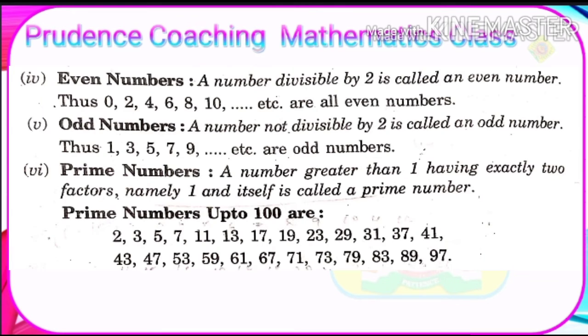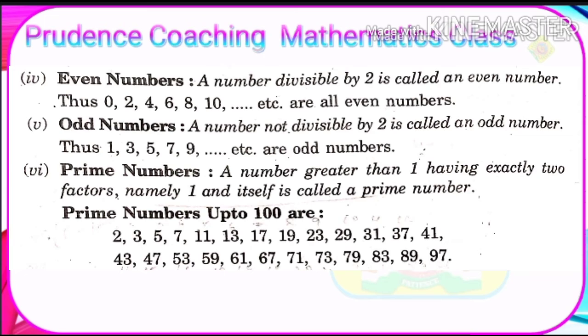Now we will learn about even numbers. What is an even number? A number divisible by 2 is called an even number. Thus 0, 2, 4, 6, 8 and so on are called even numbers. That means numbers which are divisible by 2. Now we will learn about odd numbers. What is an odd number? A number not divisible by 2 is called an odd number, such as 1, 3, 5, 7, 9.